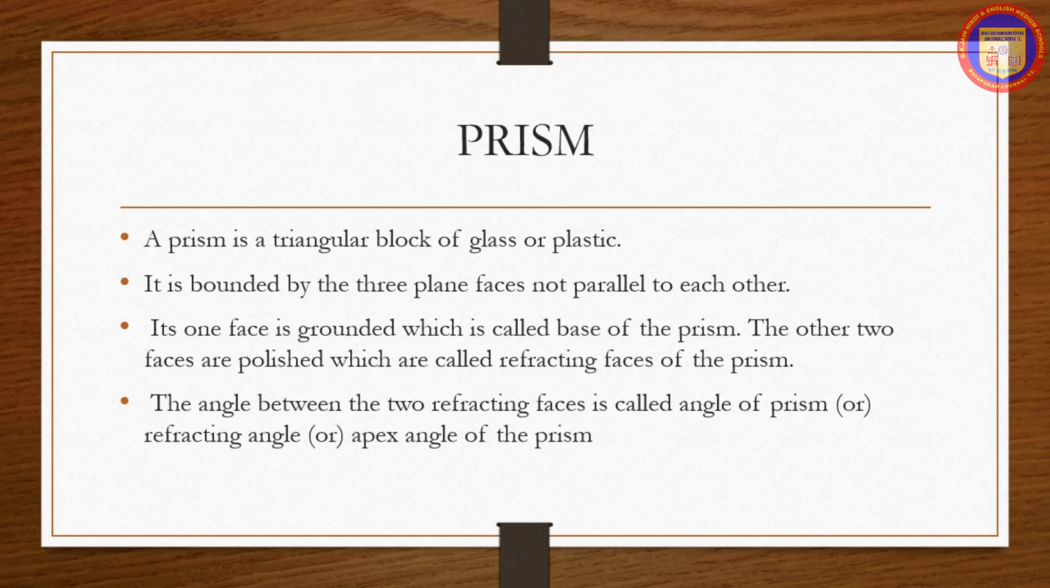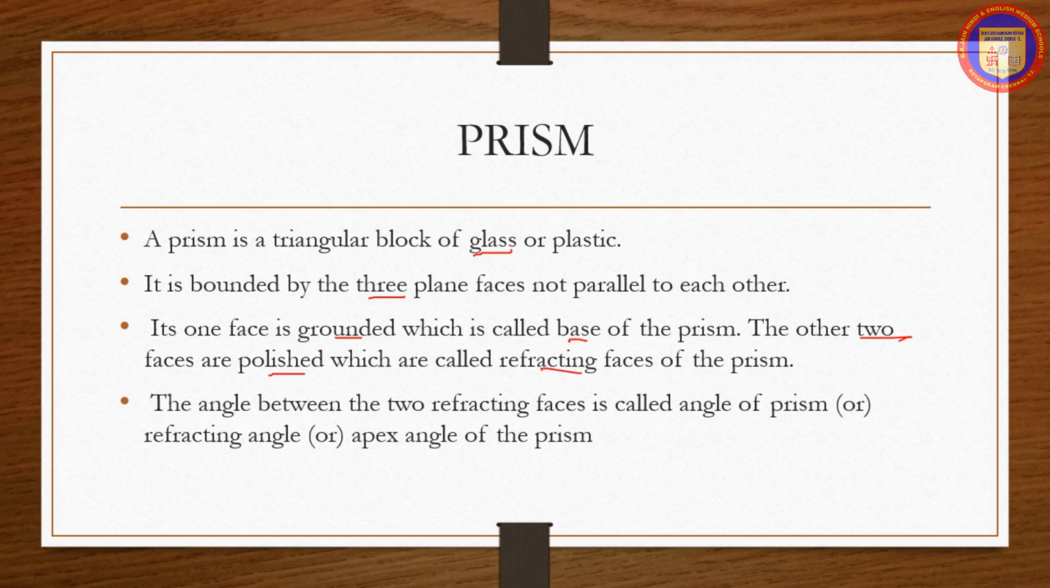The next topic which we are going to see is prism. As you have all seen the prism and studied about it in your 11th standard, we'll talk about the prism. A prism is a triangular block of glass or plastic. It is bounded by three plane faces not parallel to each other. One face is grounded, which is called the base of the prism. The other two faces are polished, which are called refracting faces of the prism.